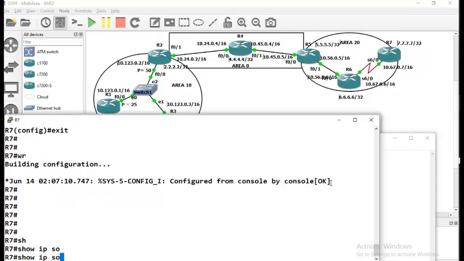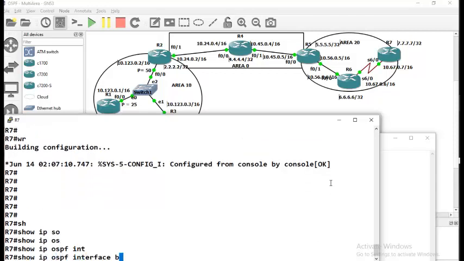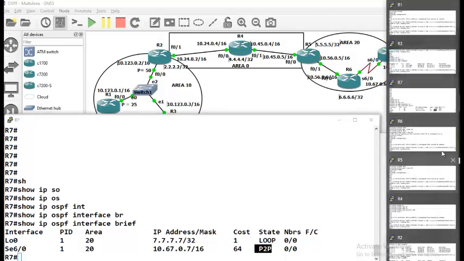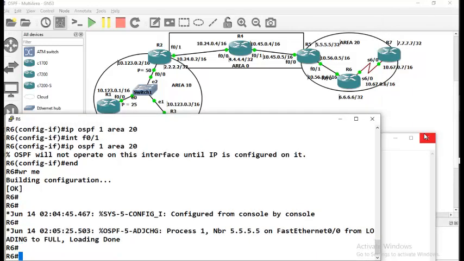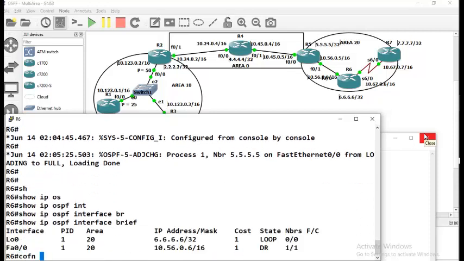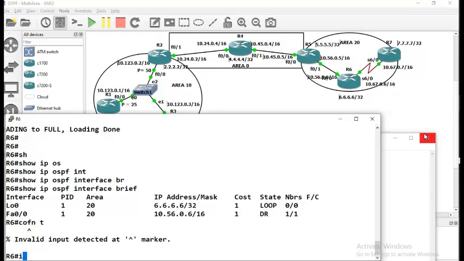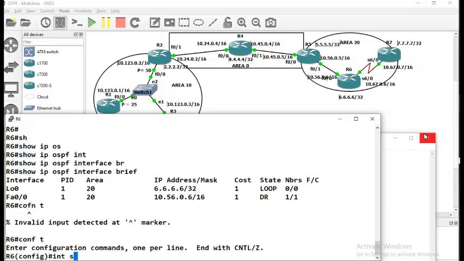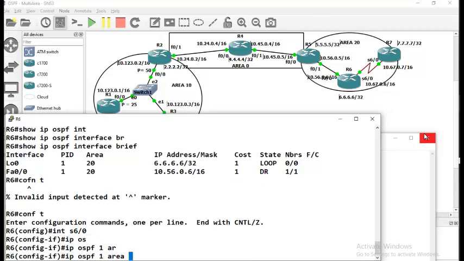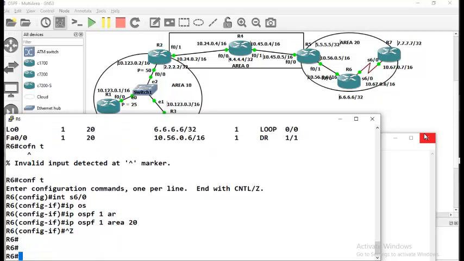Show ip ospf. Okay, now it is there. It's point-to-point, so there won't be any DR-BDR relation. Let us also check it on R6. Show ip ospf interface brief. It's not there on the interface. Serial 6/0, ip ospf 1 area 20. The neighborship should come now.